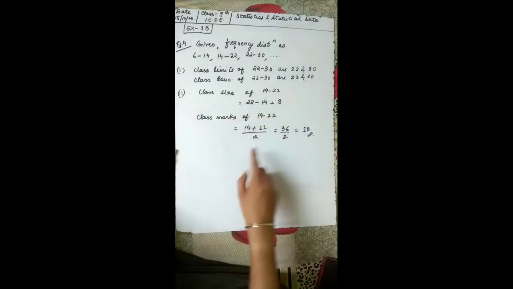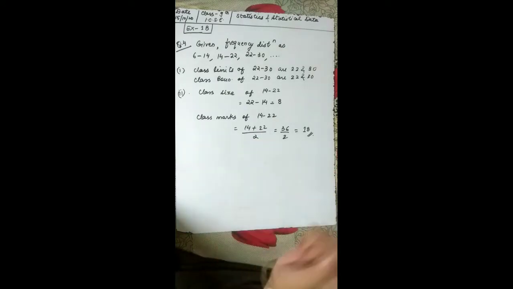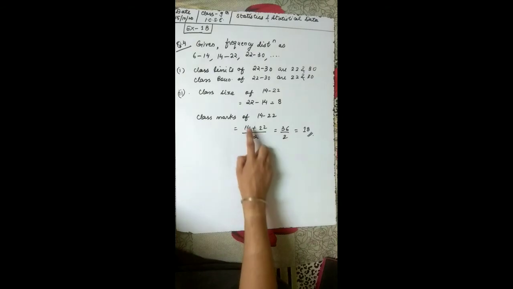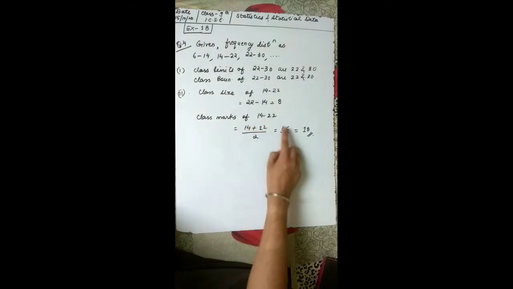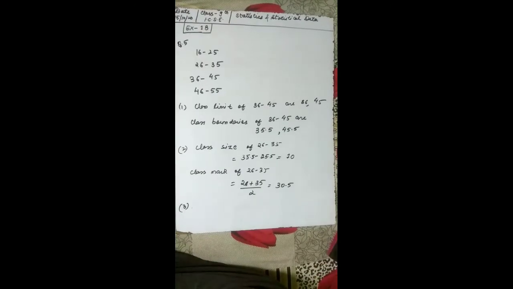Class mark of 14 to 22 will be lower limit plus upper limit divided by 2. So 14 plus 22 upon 2, which is 36 upon 2. The answer is 18. Okay. Let us see the very next question, the fifth one.